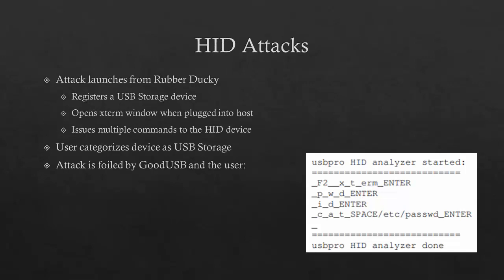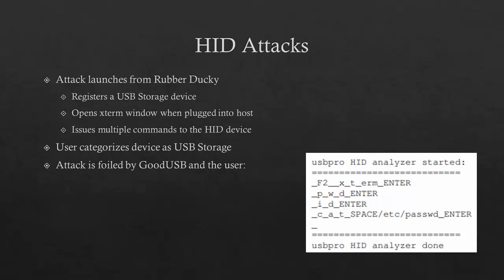To test the human interface device driver attack, the authors used Rubber Ducky, a penetration test tool, in a configuration that attempts to register a USB storage device and open an Xterm window to issue multiple commands. Upon insertion of the attack device, GoodUSB intercepts the device and raises its access requests to the user. When the user flags it as a USB storage device only, GoodUSB rejects the request for the human interface device driver. This foils the attack by the new device. Note that the USB storage device portion of the Rubber Ducky device continues to work as expected.